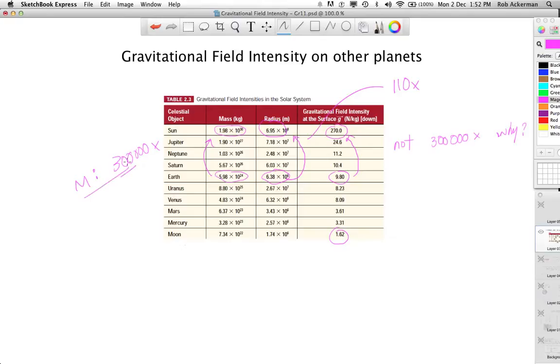So the added mass serves to increase g. The added distance from the center serves to decrease g. Which factor wins? Well, in the formula that looks like this, does 330,000 times more up here counteract 110 squared times more down here? Looks like it does, because g on the Sun is greater than on Earth. This would crush you. And that, by the way, is the fact of the video. The g value on the surface of the Sun, 270 newtons per kilogram.